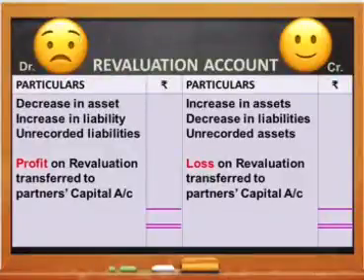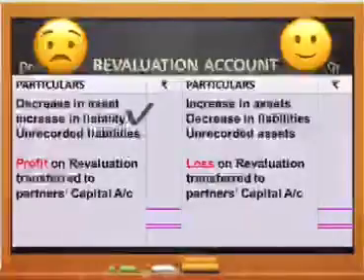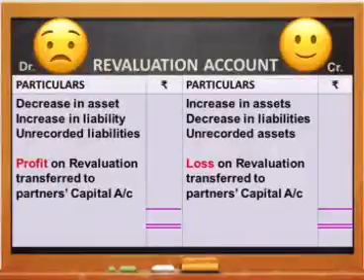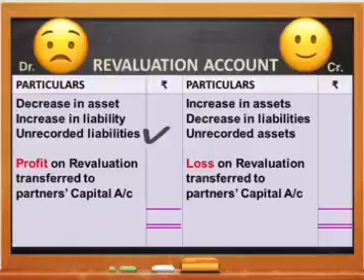Similarly, if your liabilities increase, liability is a burden for the business. If it increases, it will be debited. If an unrecorded liability occurs, you did not know about this liability earlier, but now you locate it, it will obviously make you sad, hence you will debit it.